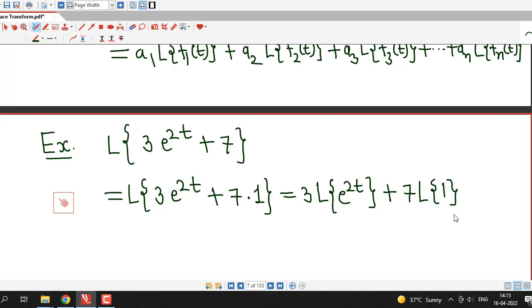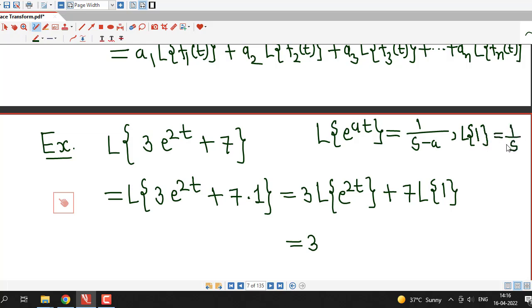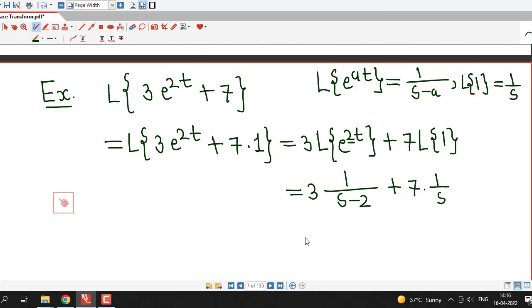This is by linearity property. Now we have shown in earlier lectures that Laplace transform of e raised to at is equal to 1 divided by s minus a, and Laplace transform of 1 is 1 by s. So using that formula, Laplace transform of e raised to 2t is 1 divided by s minus 2, and Laplace transform of 1 is 1 by s.